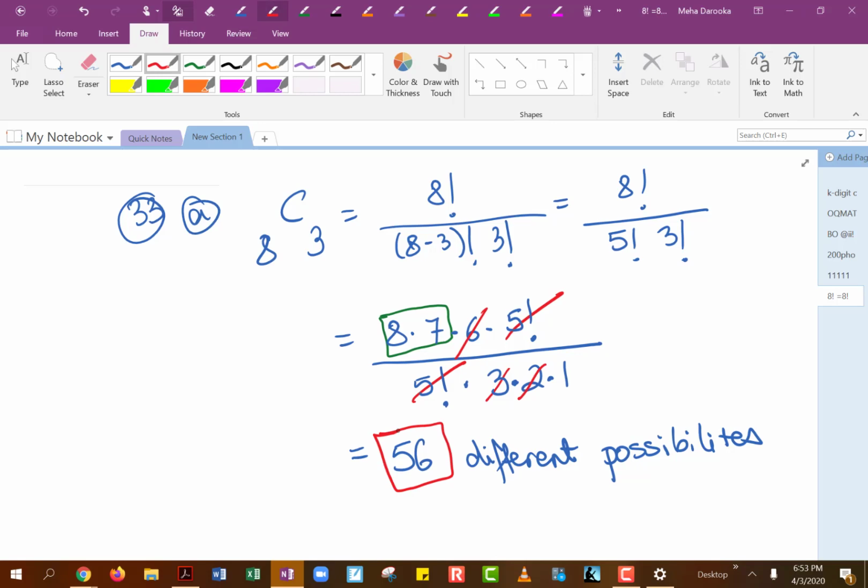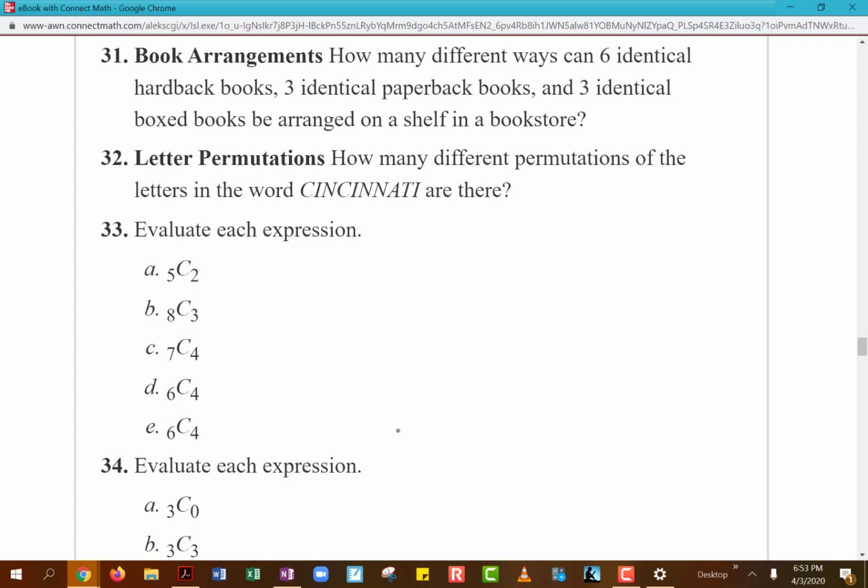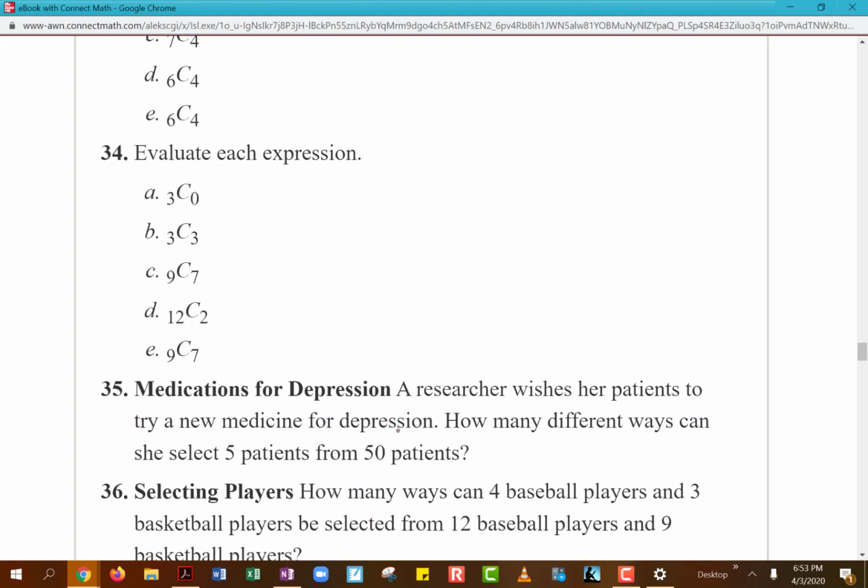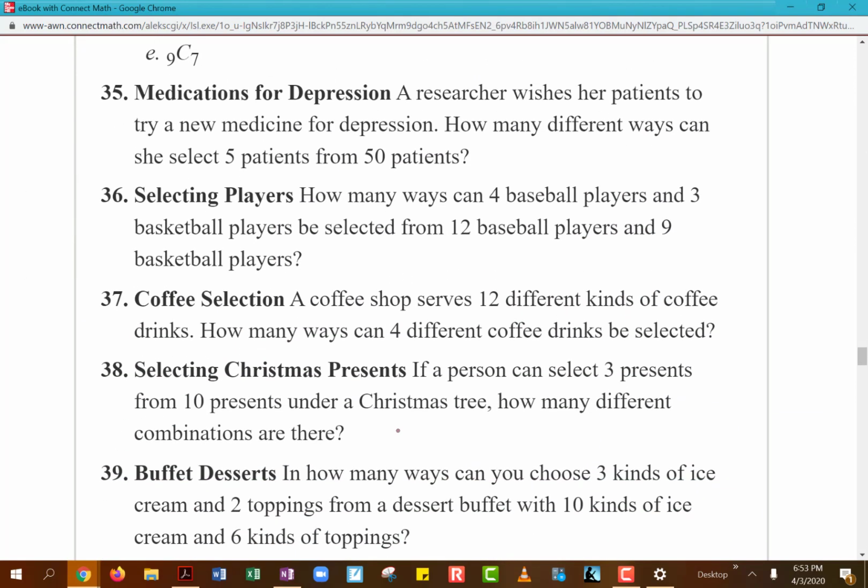Alrighty. Now let's see. This was number 33. And I have for us to look at 36 as our next example. And let's see what this one is talking about. So 36 is saying, how many ways can 4 baseball players and 3 basketball players be selected if you have a total of 12 baseball players and 9 basketball players, right? So you've got 12 baseball players, we only want to choose 4, and you've got 9 basketball players, and we only want to choose 3.